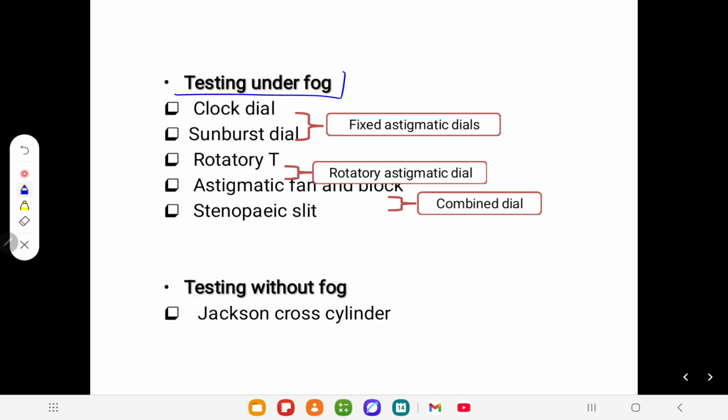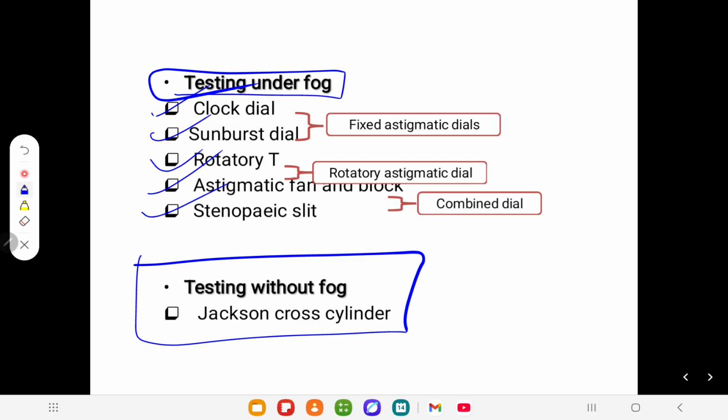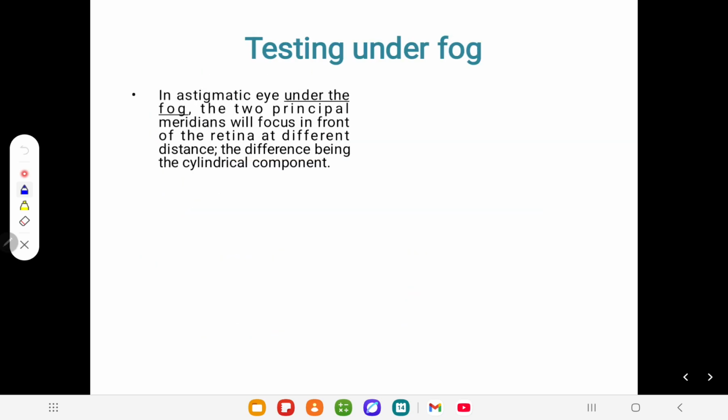So today we are going to talk about testing under the fog, which means we have to fog first, and then we can use these five things: clock dial, sunburst dial, rotating T, astigmatic fan, and block and stenopic slit. We will definitely talk about this in part 4 of our lecture. Okay. So testing under the fog, what do you mean by testing under the fog?